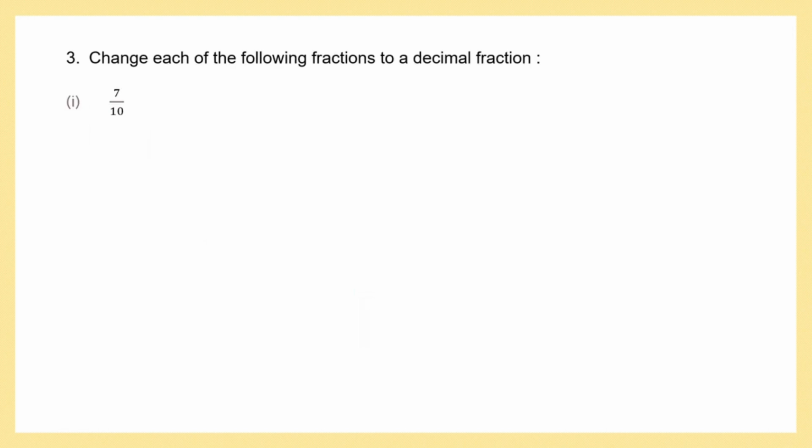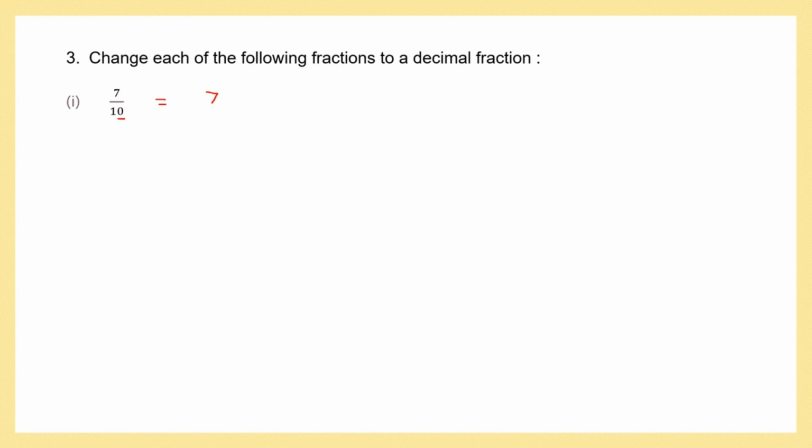Question 3. Change each of the following fractions to a decimal fraction. So now we have a fraction here which has a denominator 10. What is very important is for you to see the denominator and see how many zeros there are. Now the first step, take the numerator and write it as a whole number. Now 10 has 1 zero, so your number that you form now should have one decimal place.